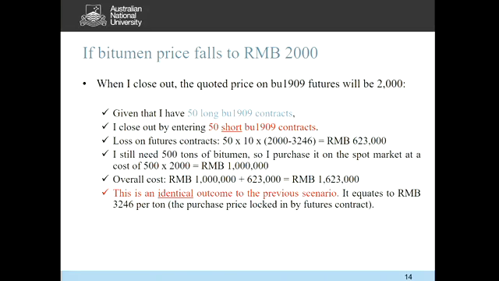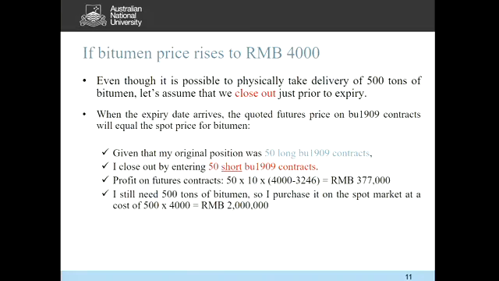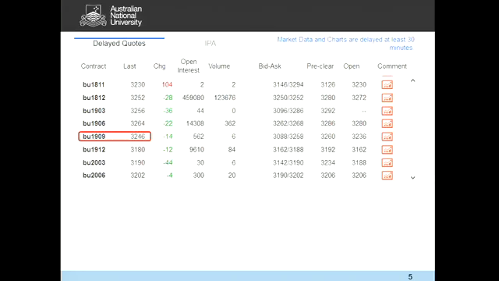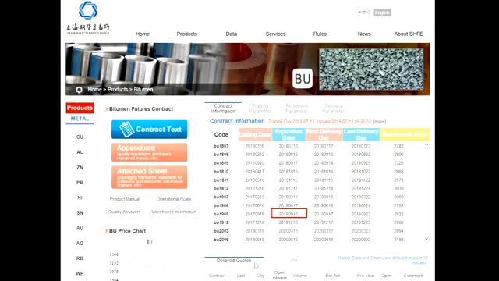Yeah, so remember we need bitumen in late September. So, okay, going back to these slides. We need bitumen in September, right? So the contract would expire on the 16th of September. Now, if we don't close out our position before the date, we've got to take the physical delivery.